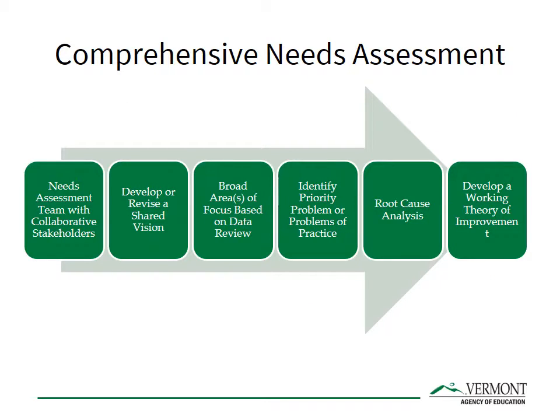This arrow represents the steps involved in a comprehensive needs assessment. In a comprehensive needs assessment, you need to gather a needs assessment team that is comprised of collaborative stakeholders, develop or revise a shared vision for your LEA and/or school, determine broad areas of focus that are based on a broad data review, identify priority problems of practice, identify the root cause of the problem of practice, and then develop a working theory of improvement.